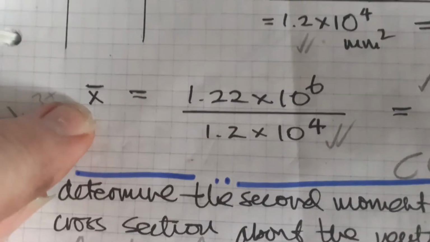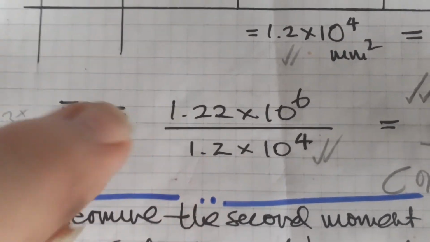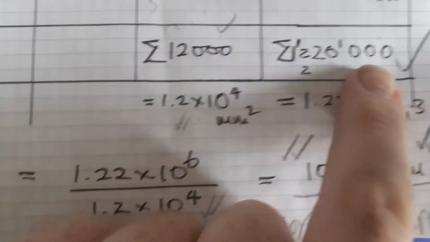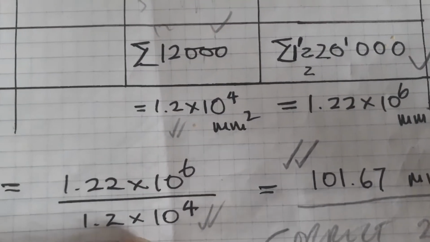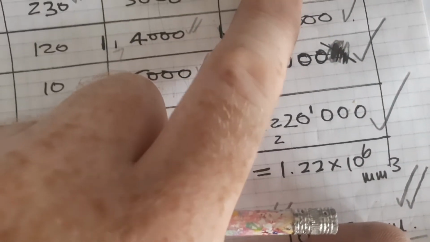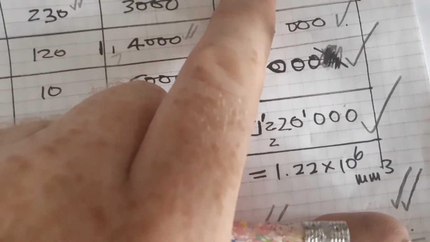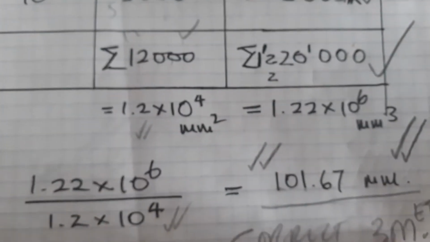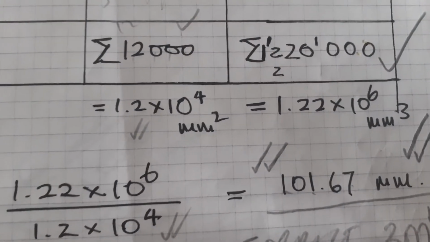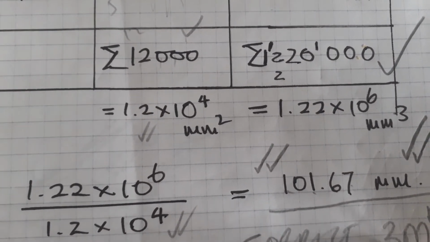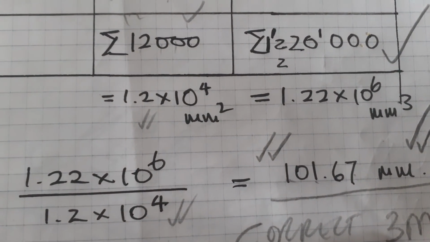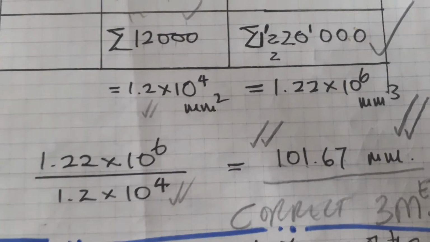So then, to find the distance to the neutral axis, x bar, it's 1.22 times 10 to the power of 6, divided by 1.2 times 10 to the power of 4, which is the area. So it's the sum of x bar AS divided by the sum of AS. That gives you 101.67. So that's another 3 marks. So you get 5.4 minutes to do that, I think it is.